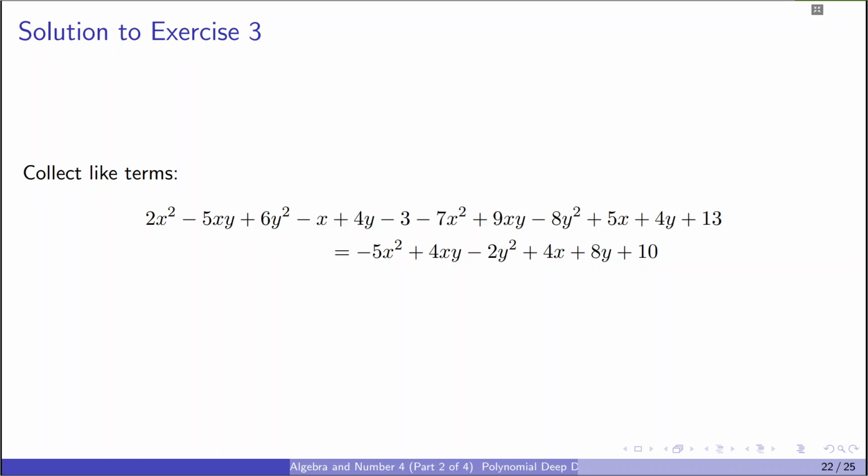So x squared is degree 2. xy is also degree 2 because there's 2 variables. So is y squared. Those terms go first. And alphabetically, xx is before xy is before yy. Then we do the x, the y, and the constant.